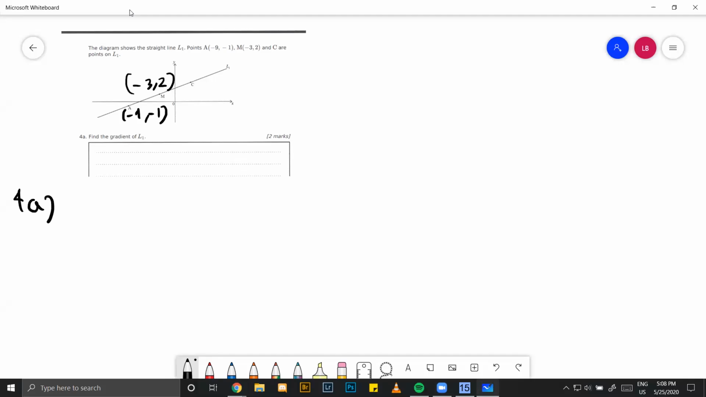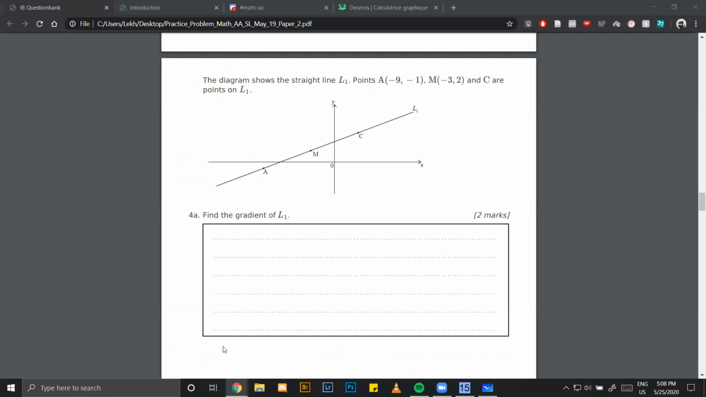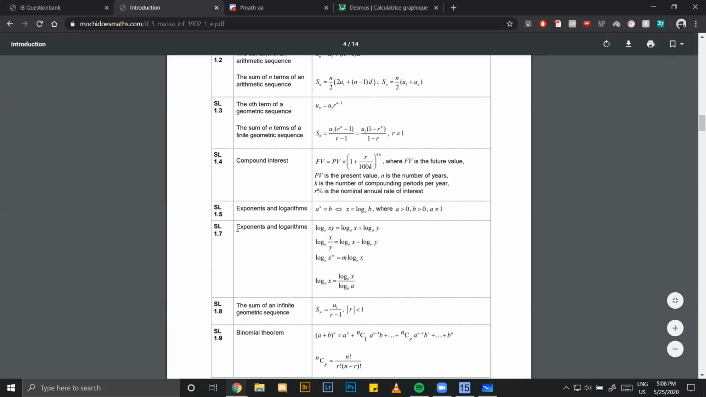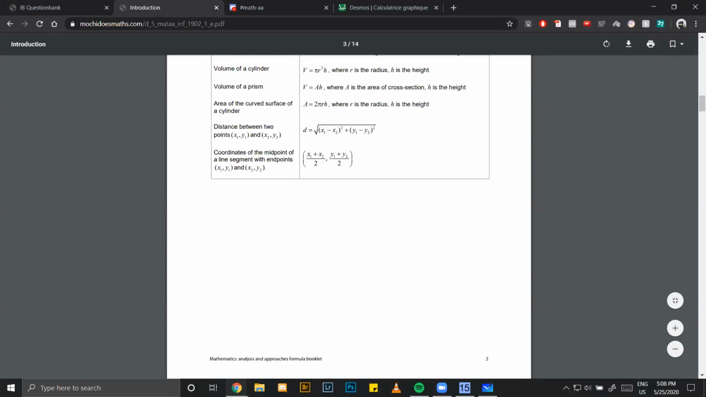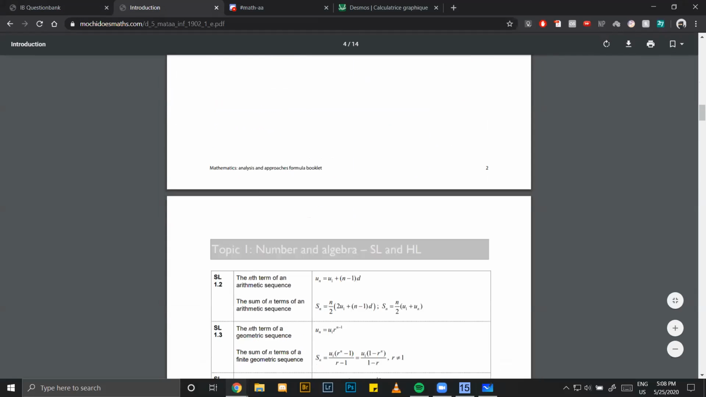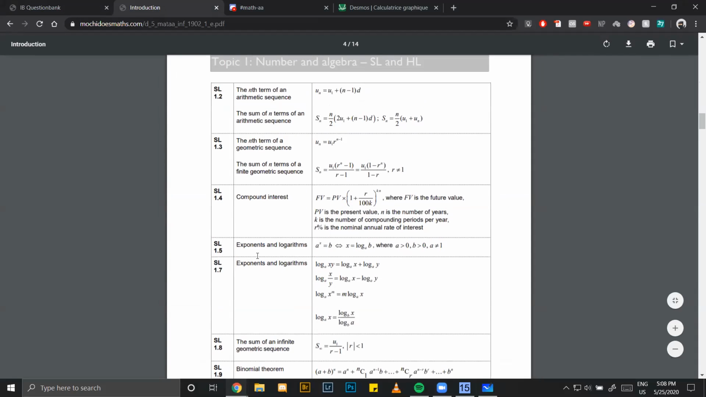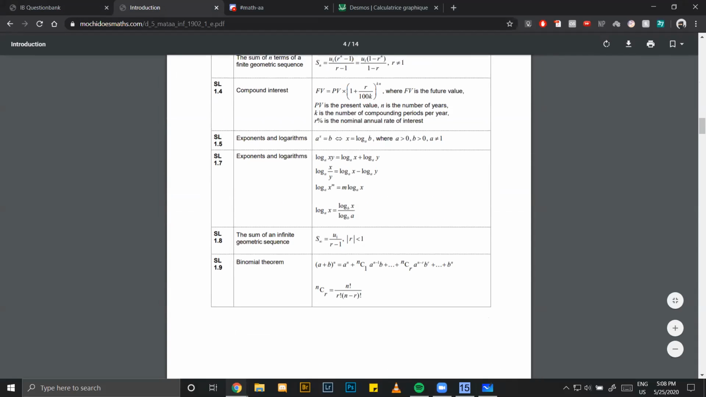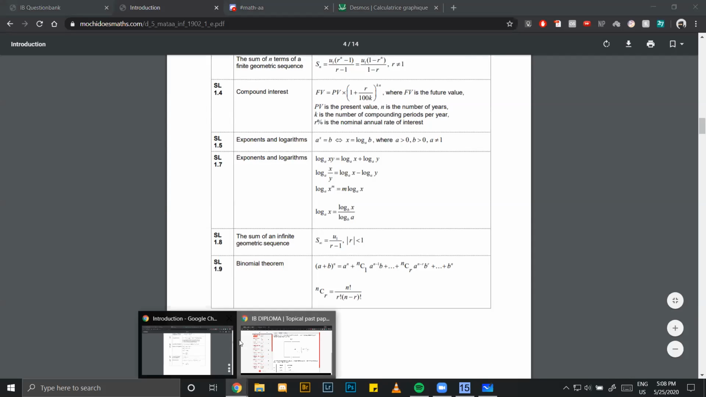So the gradient, I'm not sure if you guys have a formula for this, but if you did, that would be pretty nice. No, you don't have a formula for that. You don't need one anyways. It's okay. I mean, you don't need one, but it would be nice if it was there just for fun. But whatever, it's okay.